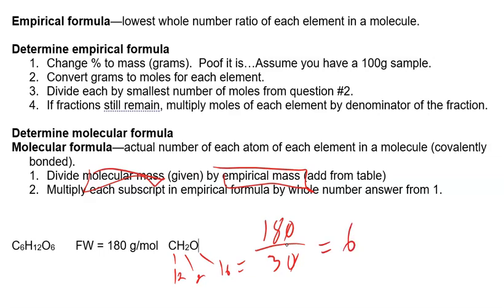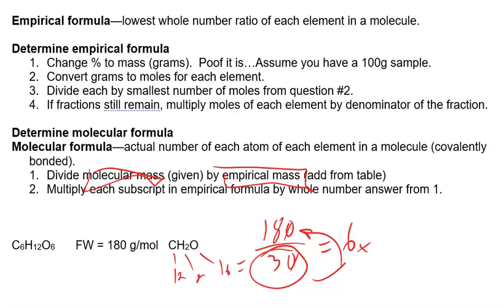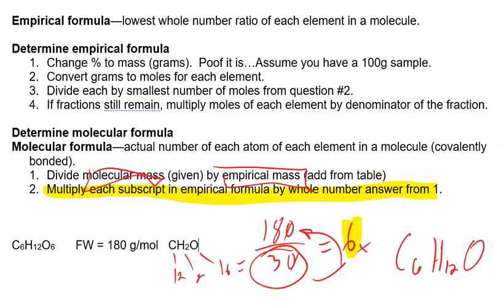Well, what does that mean? It means that the empirical formula weighing 30 needs to be 6 times bigger to equal 180. And then we go to the second step, and the second step just says to multiply everything, meaning all the subscripts, by that whole number. So now you're going to have C6H12O6. And that's how you do molecular formulas when you're given the empirical formula right here and given the formula weight, which you always will be.